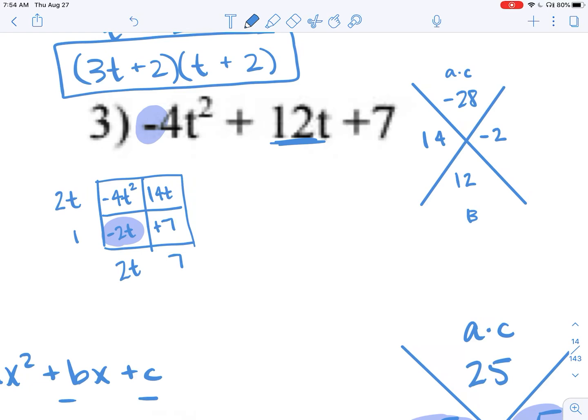This one's positive, so if we check our signs, 2t and negative 2t gives me this 4t squared. 2t and 7 gives me a positive. 1 and 7 gives me a positive. 1 and negative 2t gives me that negative 2t. So my answer is going to be 2t plus 1 and negative 2t plus 7.